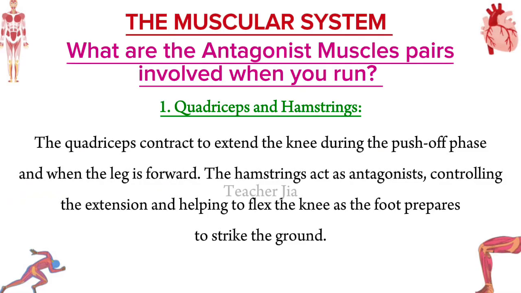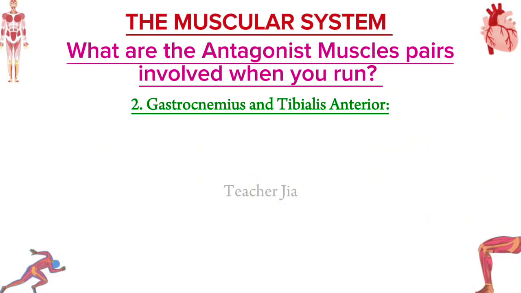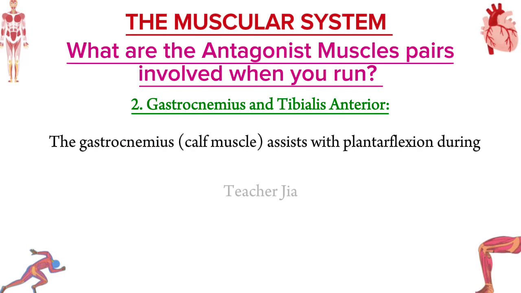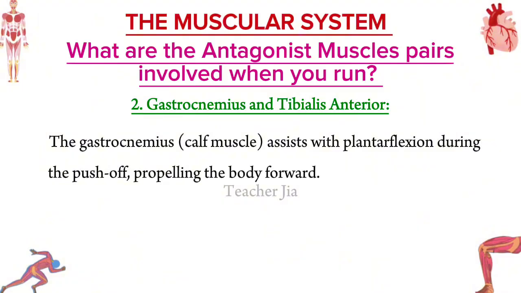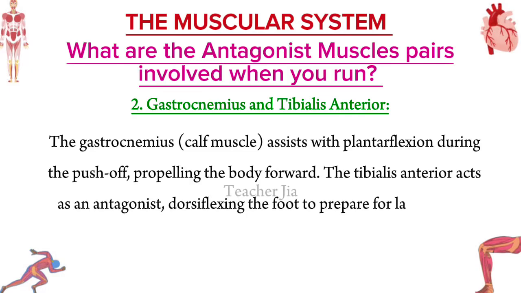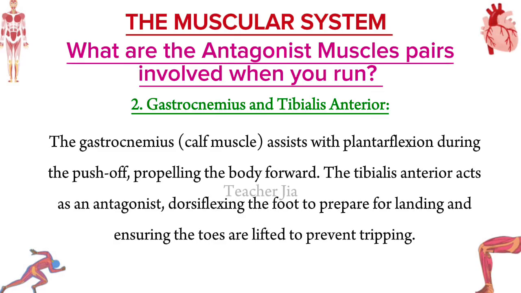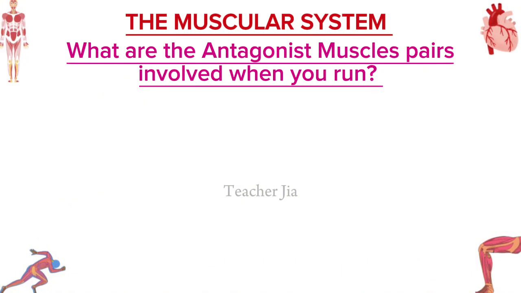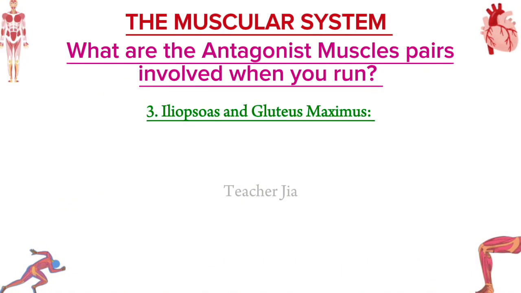The second one, Gastrocnemius and Tibialis anterior. The gastrocnemius, also known as calf muscle, assists with plantar flexion during the push-off, propelling the body forward. The tibialis anterior acts as antagonist, dorsiflexing the foot to prepare for landing and ensuring the toes are lifted to prevent tripping. So if you want to know the meanings of the two kind of complex words, check which muscle pairs are involved when you walk. I explained there.